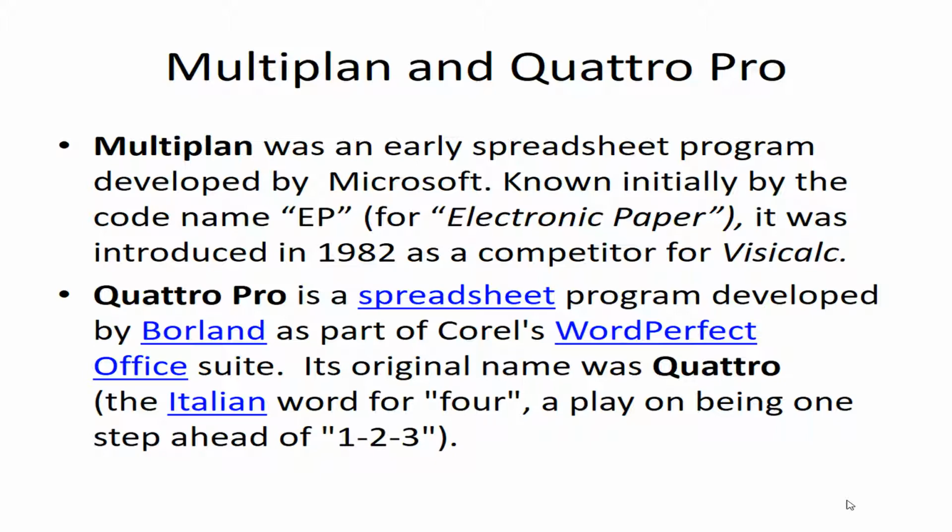After Lotus came Multiplan and Quattro Pro. Multiplan was an early spreadsheet program developed by Microsoft, initially under the code name EP, or electronic paper. It was introduced in 1982 as a competitor for VisiCalc. Quattro Pro is another spreadsheet program, developed by Borland as part of the WordPerfect Office suite. Its original name was Quattro.